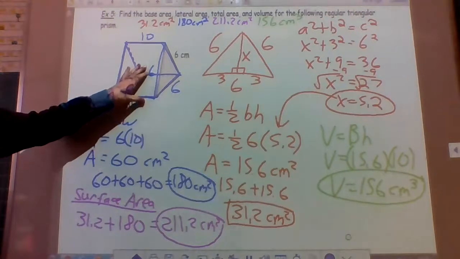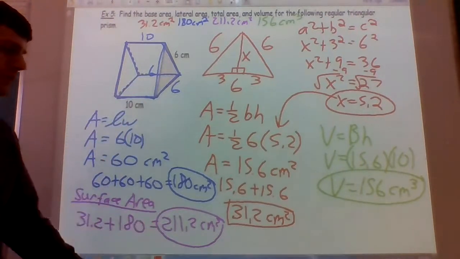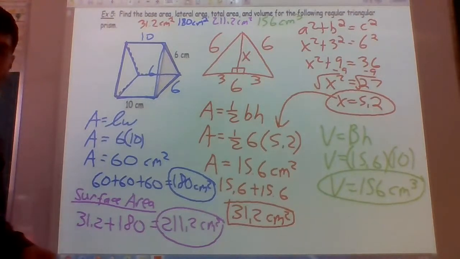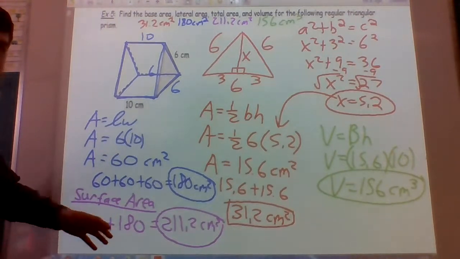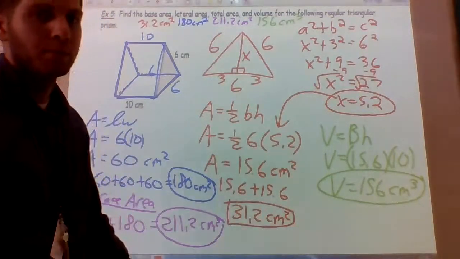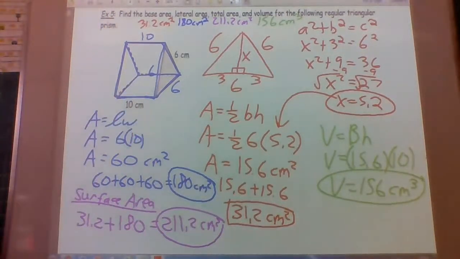Surface area is the amount of space to cover it. If we wanted to wrap this triangular prism up, we would need 211.2 square centimeters of wrapping paper. How much do we need to cover all the surface of it? Volume is how much space it covers up. So if we were going to fill this thing with water, we could fill it with 156 cubic centimeters of water.